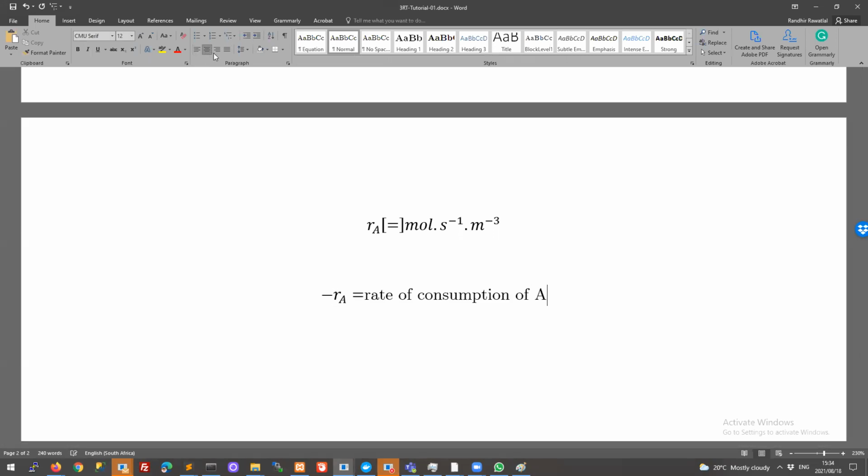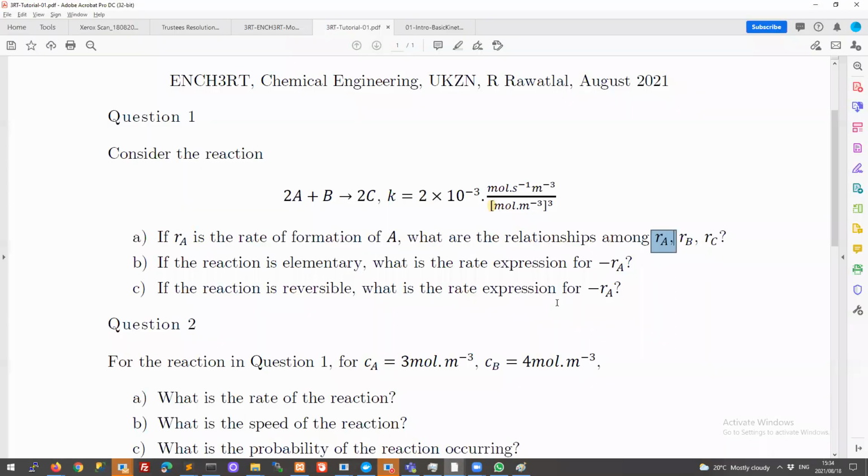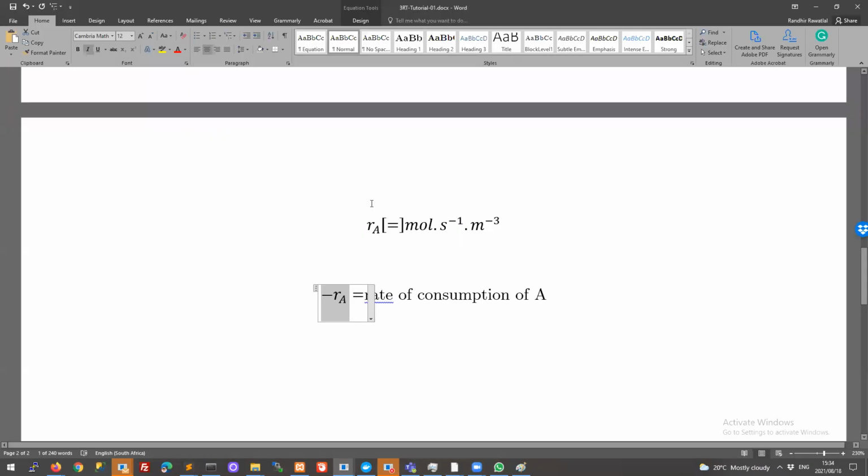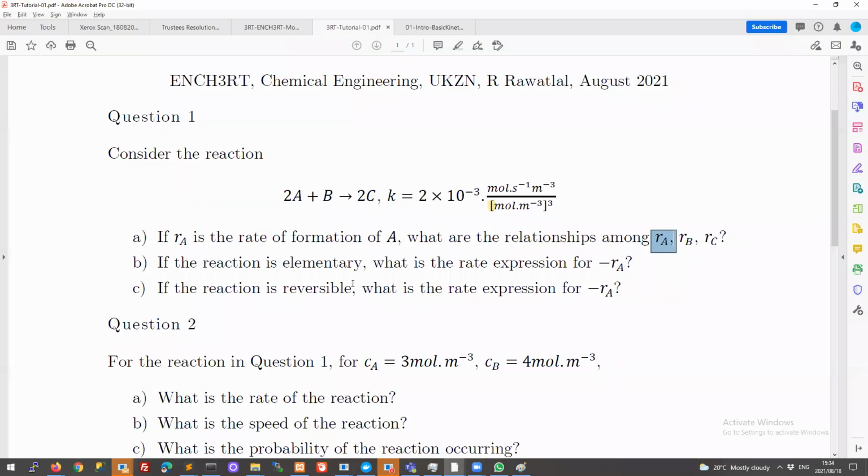And in fact, you'll find that most of the time, we are talking about the rate of consumption of some reference component. So we can pick any of our species, right? You've got 3 species here, A, B, C. We could pick any one of those as the so-called reference component. So we could do all our calculations in terms of how much of A has converted, or how much of B has converted, or how much of C has formed. But most of the time, we just write minus RA, and we pick our key component, and then we just base our calculations on that.